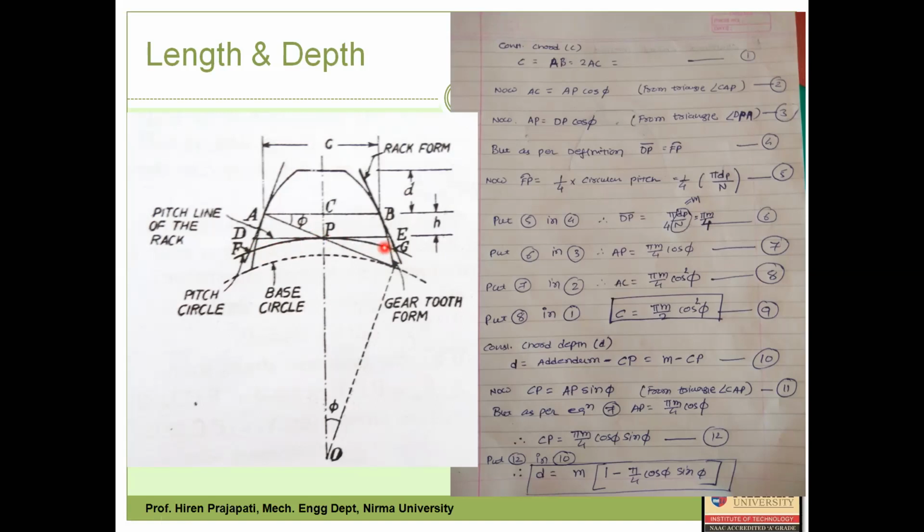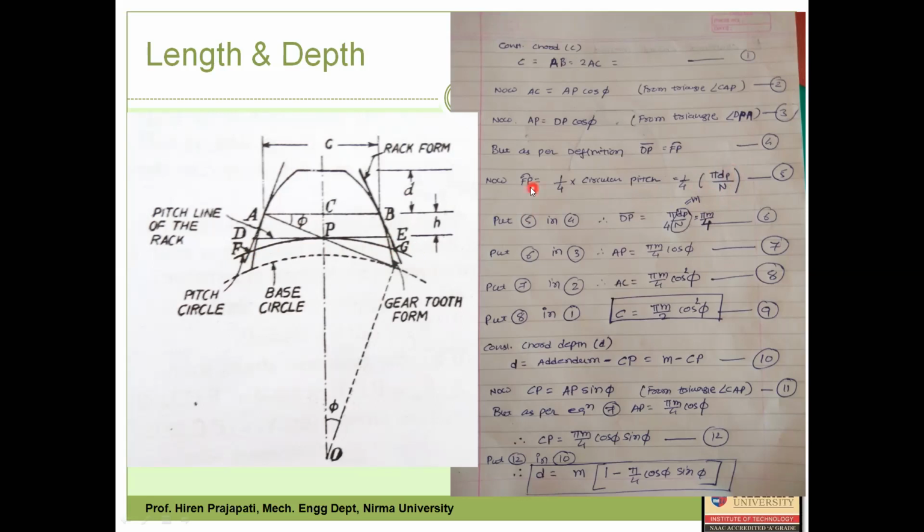Full gear tooth thickness is equal to half of circular pitch, because circular pitch considers the arc length for the gear tooth thickness plus the arc length for the next space between two gear teeth. That's why FG is equal to half of circular pitch. Now, circular pitch value is pi dp by n. If I take half of circular pitch, then I get FG.